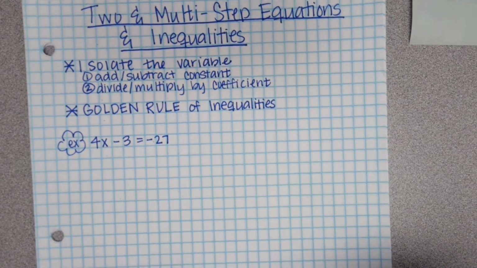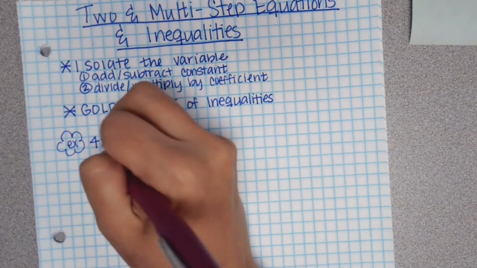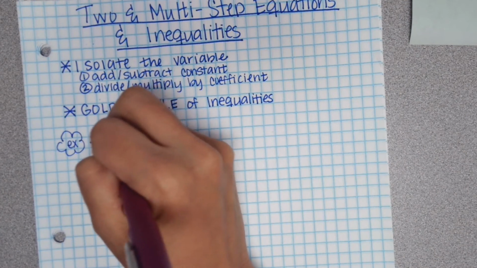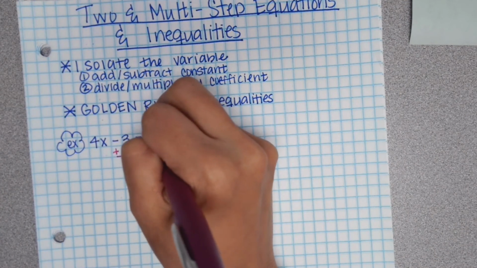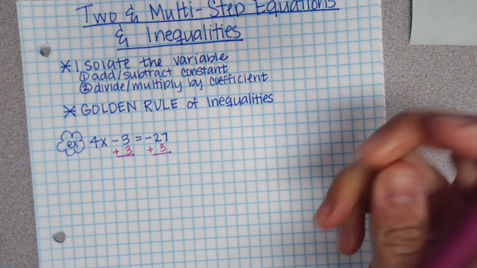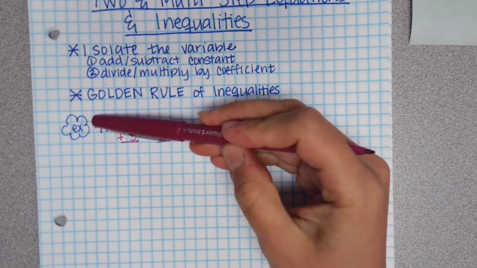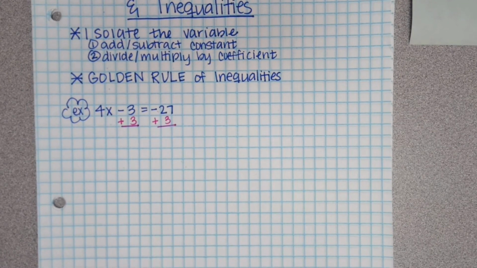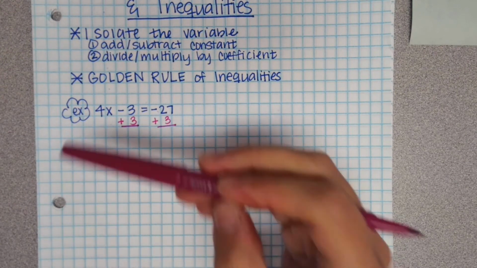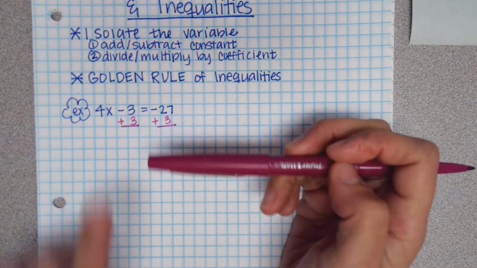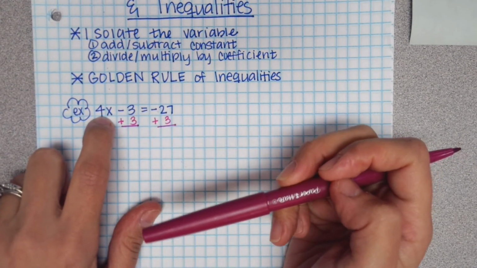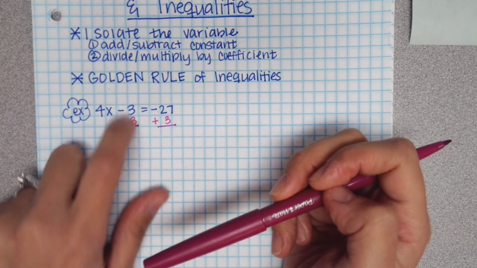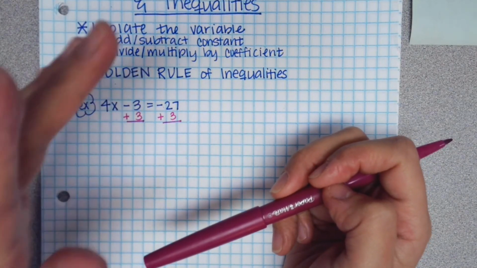Add 3 to both sides. Okay. Why am I adding 3? To get the variable alone. Okay. So why the 3? Why not the 4? Because the 4 is being multiplied by x. So that's my coefficient. They're buddies right now. We don't get rid of it yet. We get rid of the one that's single, who's easy to move because he's by himself.